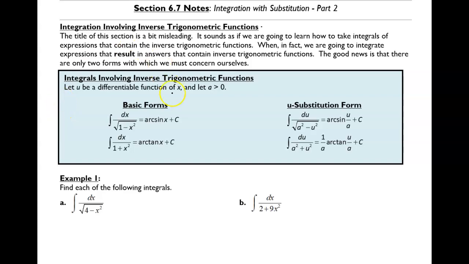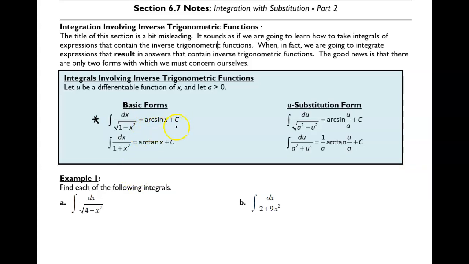And so remember that the derivative of arc sine of x was 1 over square root of 1 minus x squared. And so that's where we get this formula from. If I take the antiderivative of 1 over square root of 1 minus x squared, I would get arc sine x. Same idea with the integral of dx over 1 plus x squared. That gives me arc tan x plus c. Now the one that's missing is arc cosine x. That would just be negative dx over square root of 1 minus x squared. But we can rewrite that as just negative arc sine x.